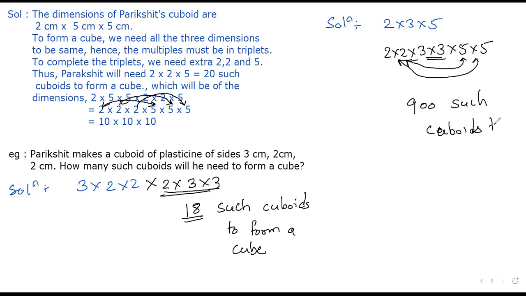Yes, sir. To form a cube. Until and unless there are 900 such cuboids, you cannot form a cube. Are you understanding, children, now? Yes, sir. Any difficulty? No, sir.